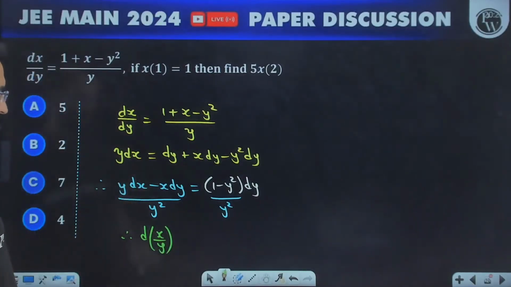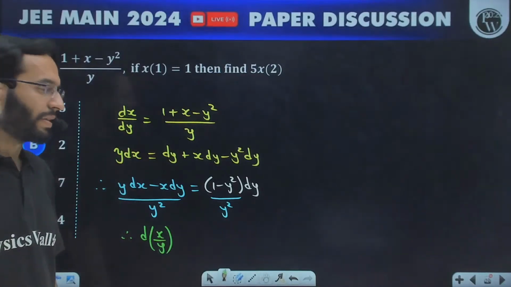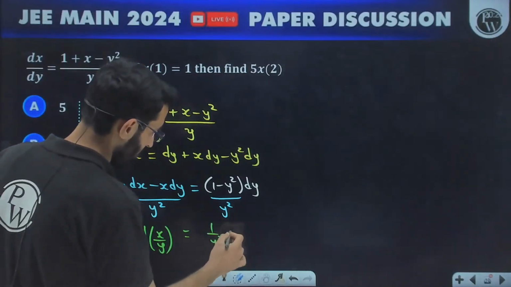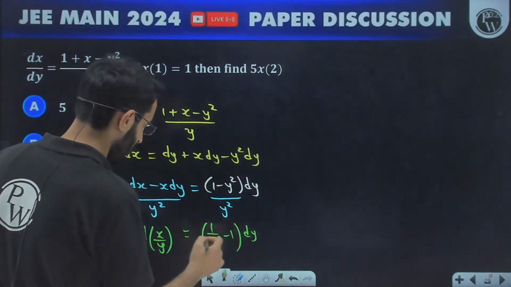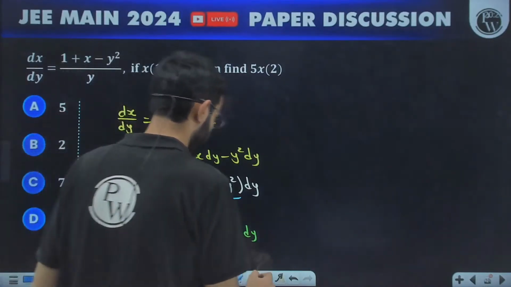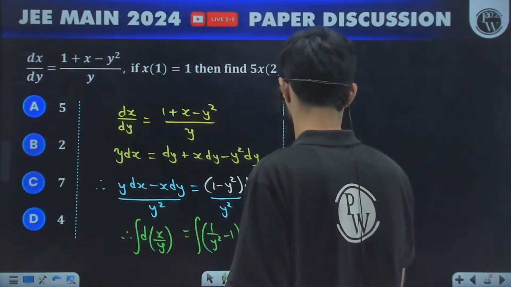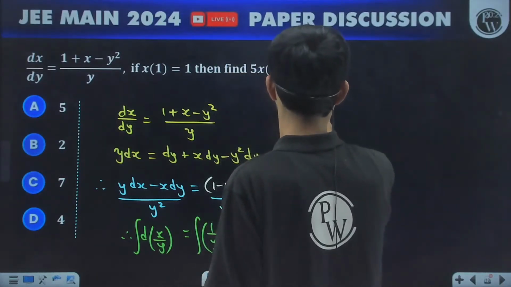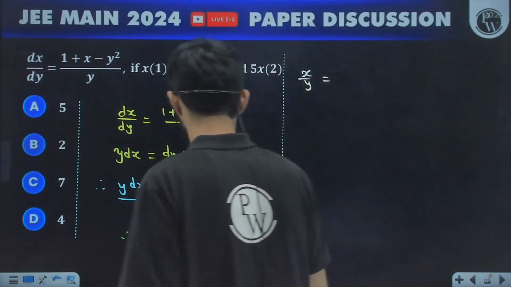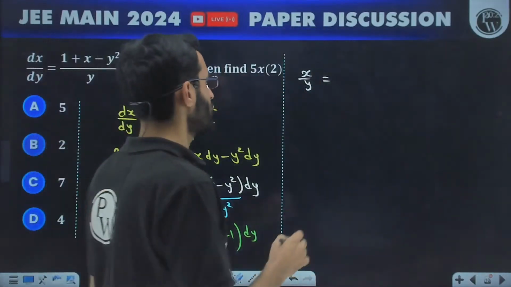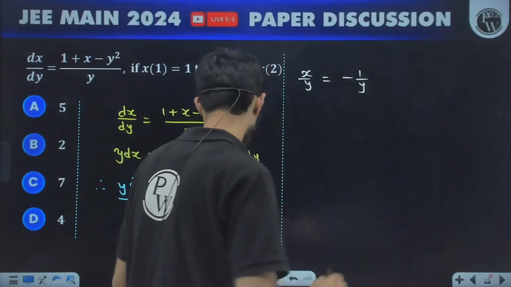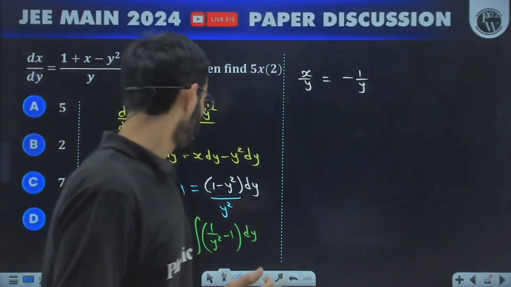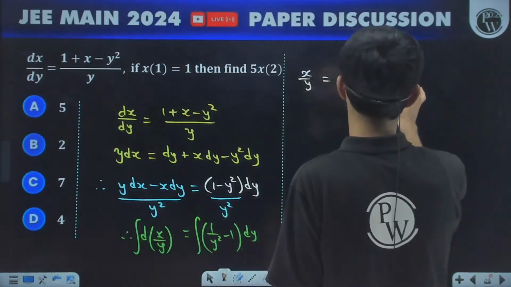Because y constant differential of x minus x constant differential of y square. Here it will become 1 by y square minus 1. Let us integrate on both sides. So if I integrate on both sides, integration of differential of x by y will become x by y. Integration of 1 by y square will become minus 1 by y. Check please. Because for 1 by y square, it will become minus 2 plus 1, minus 1 upon minus 1. For minus 1, it will become minus y plus c.